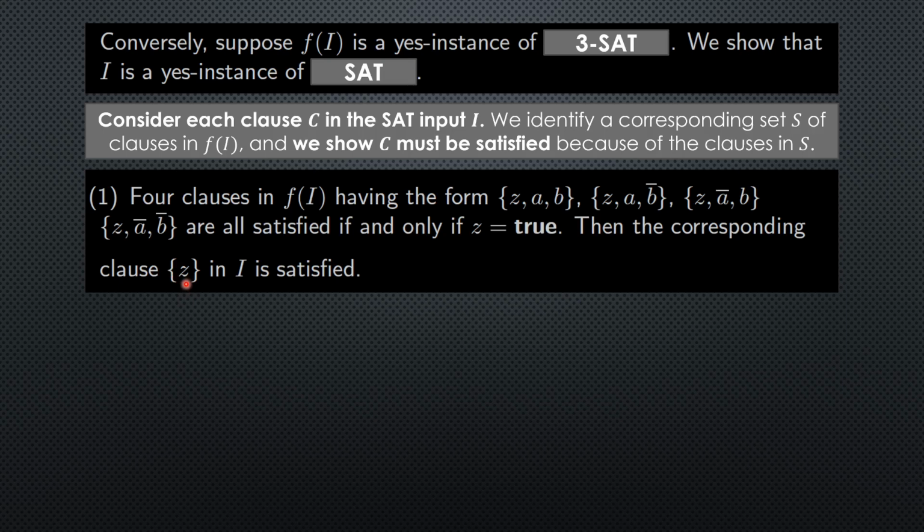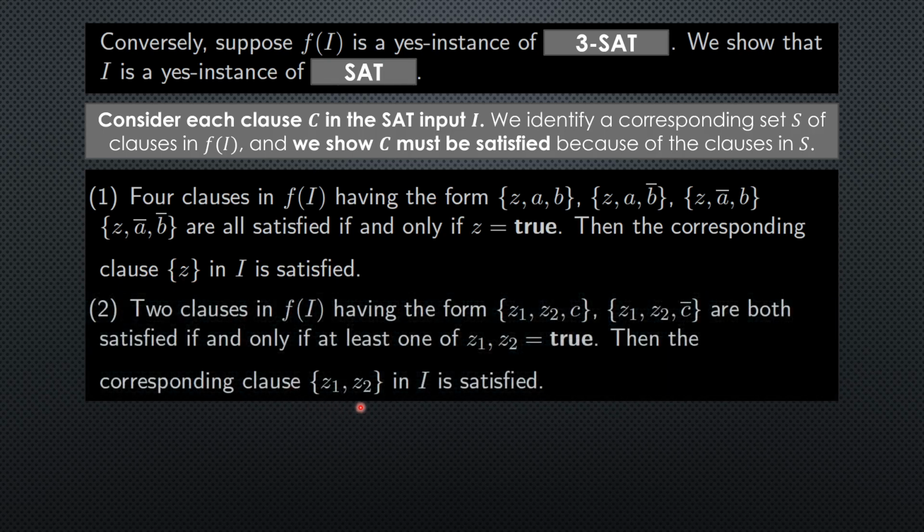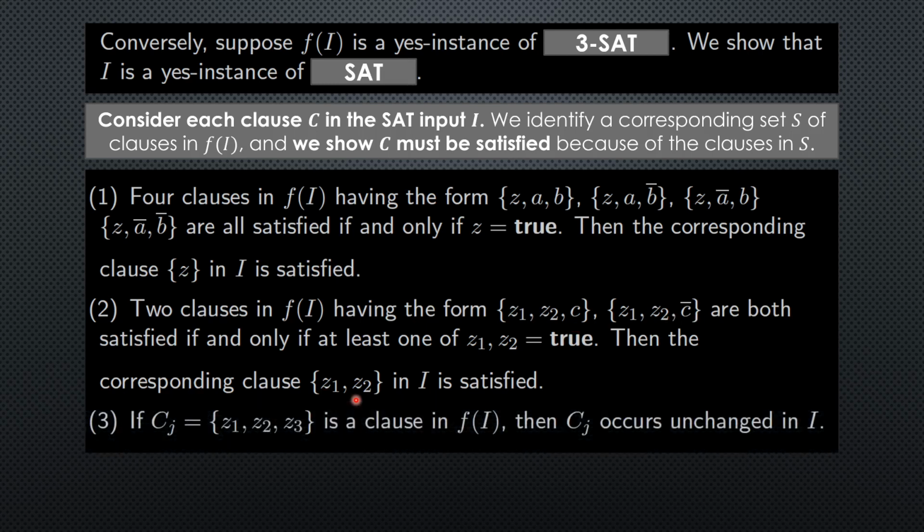Okay, well, what if that clause C has 2 literals, Z1 and Z2? Well, then, in the transformed input, we created 2 clauses with 3 literals each, with this C and this not C. And we argued to ourselves earlier that if both of these clauses are satisfied, then one of Z1 or Z2 must be true. They might both be true, but at least one of them is true. Okay, so because this is a yes instance of 3SAT, these 2 clauses are satisfied. One of Z1 or Z2 must be true. That means this original clause, Z1, Z2, that we constructed these 2 clauses from, this original clause C, must be satisfied. Case 3.